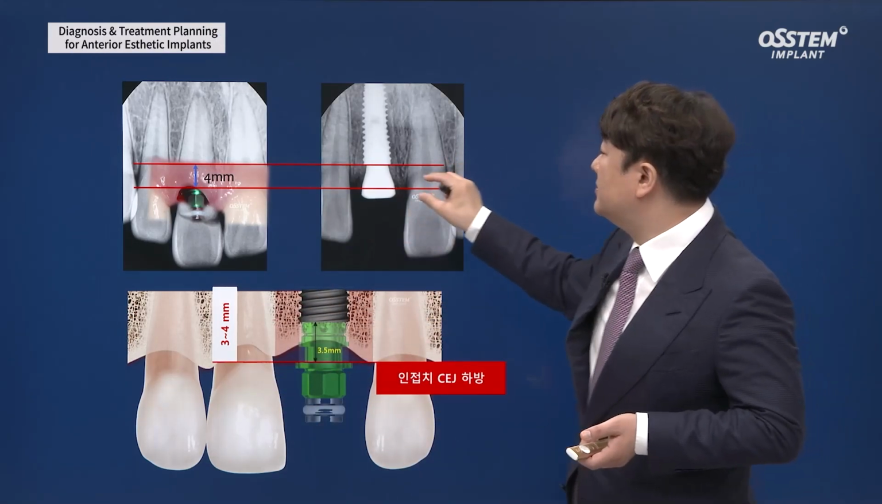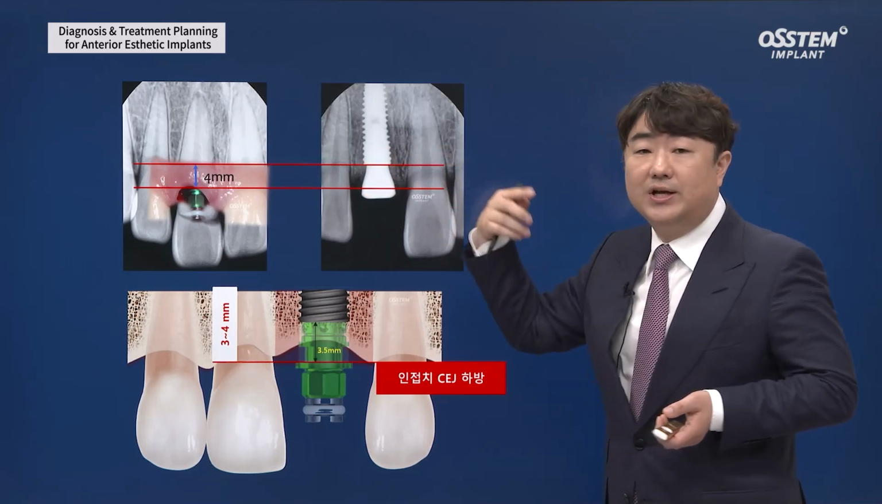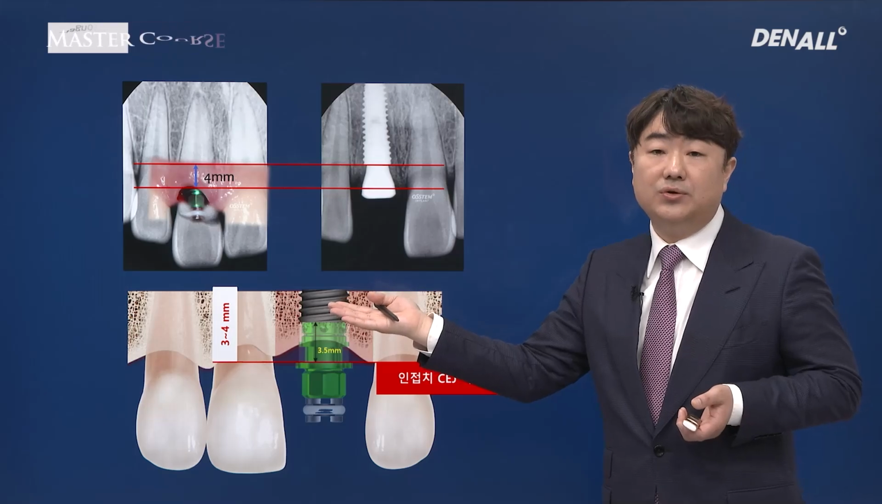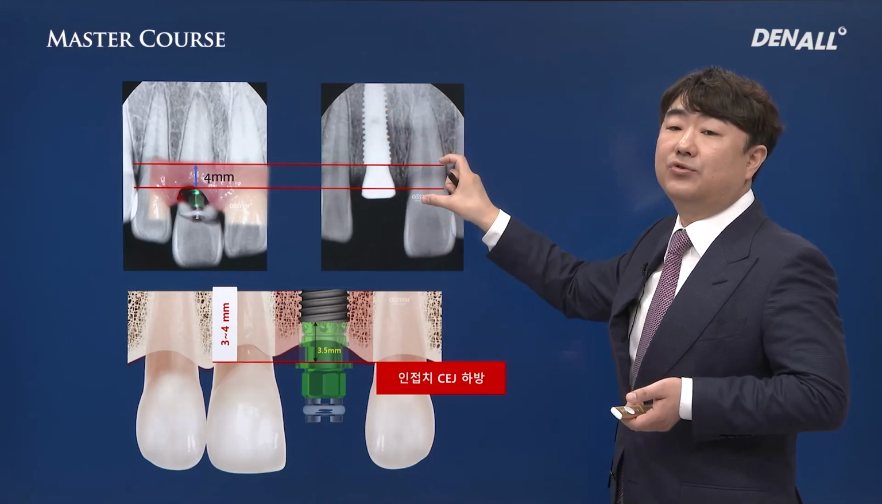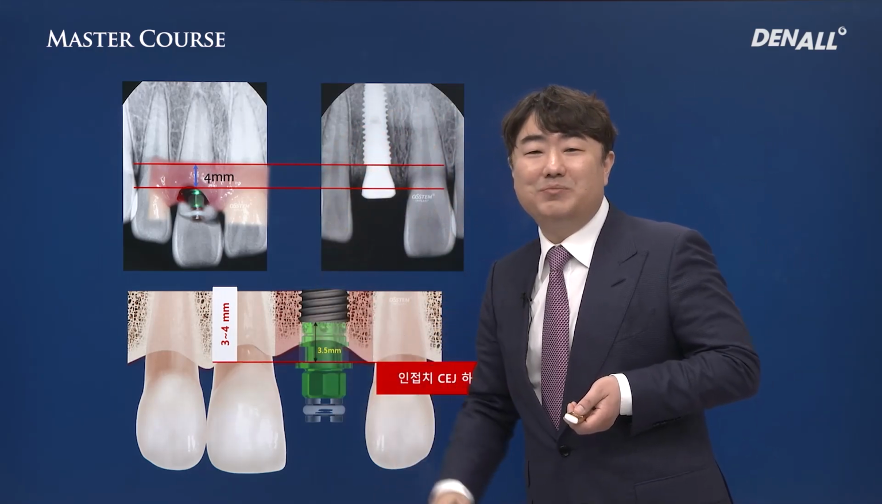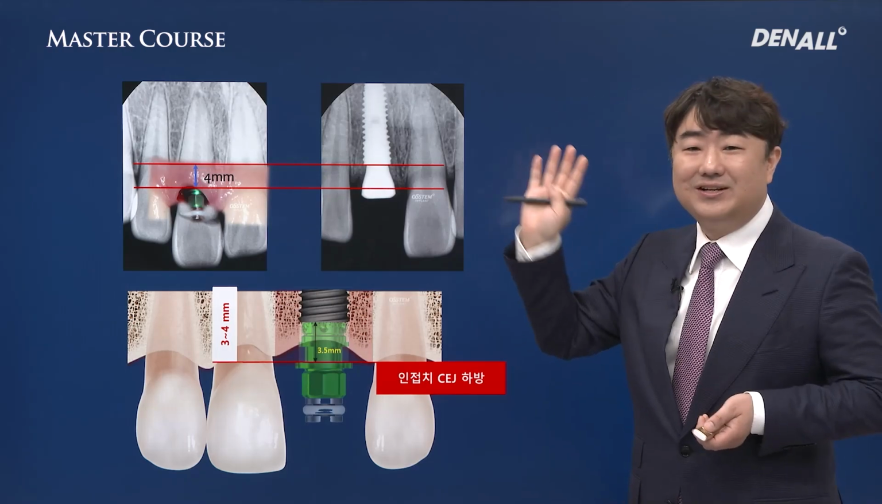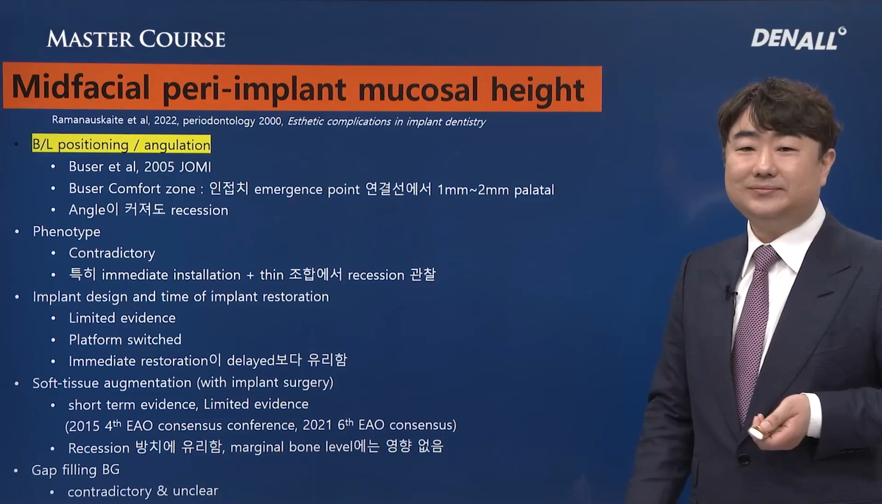In order to provide aesthetic prosthesis, this is the minimum distance to allow designing of the transmucosal area, and this is also equivalent to the biologic width necessary to protect the surrounding bone around the implant. In fact, I believe it's better to place implants slightly deeper than 3-4 millimeters, which I'll discuss in the next lecture.